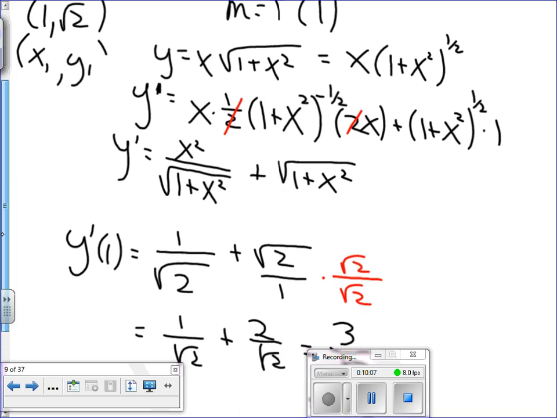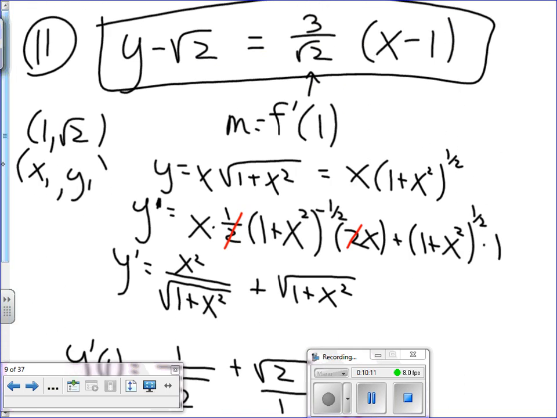And then just plug in the 1. I rewrote it first, and I plugged in the 1, and that's what gave us the answer. But everything else was all set, because they gave us the x1 and the y1.